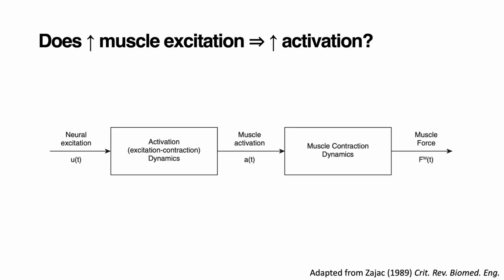Next would be, does increased muscle excitation indicate greater activation? And this is adapted from a classic paper, but the idea is we have neural excitation coming in, then we have activation dynamics, so excitation contraction coupling, and then we have actual muscle activation itself.